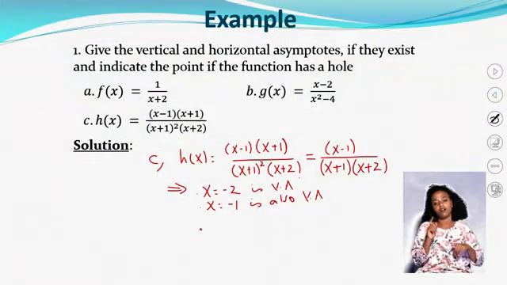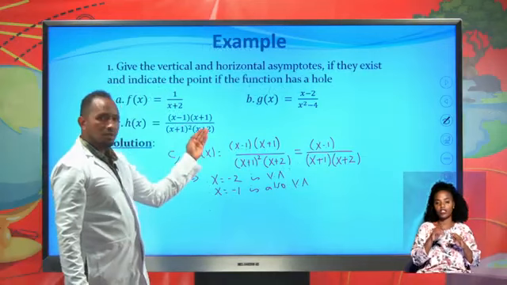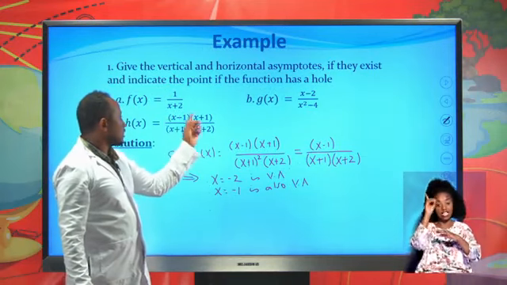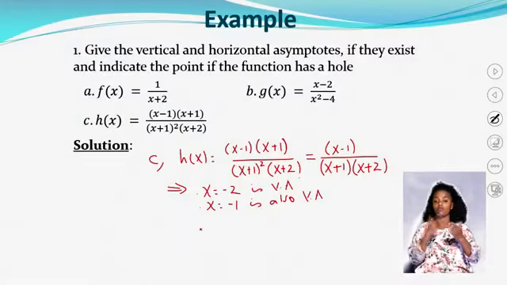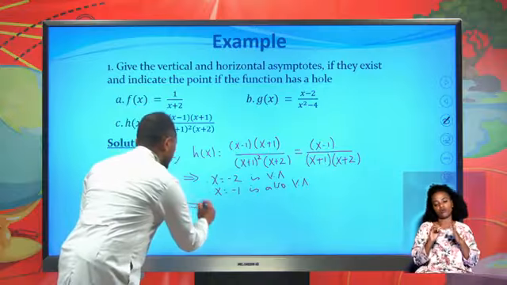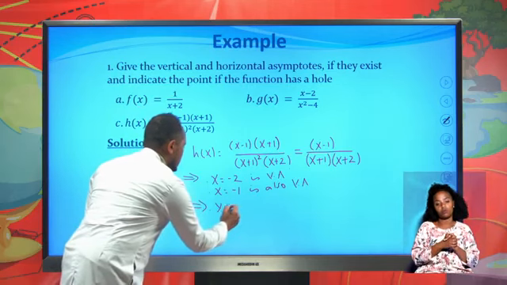Okay, what remains? Horizontal asymptote. When you see this expression, the degree of the numerator is the product of x, the degree is 2. Here, x squared times x, the degree is 3. So the degree of the numerator is less. In this case, the horizontal asymptote is y equals 0.